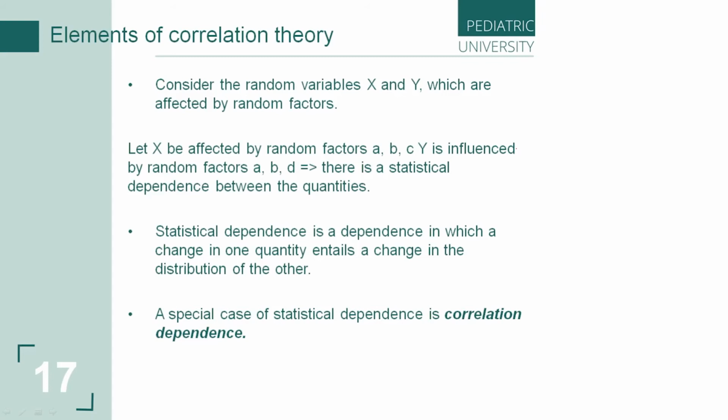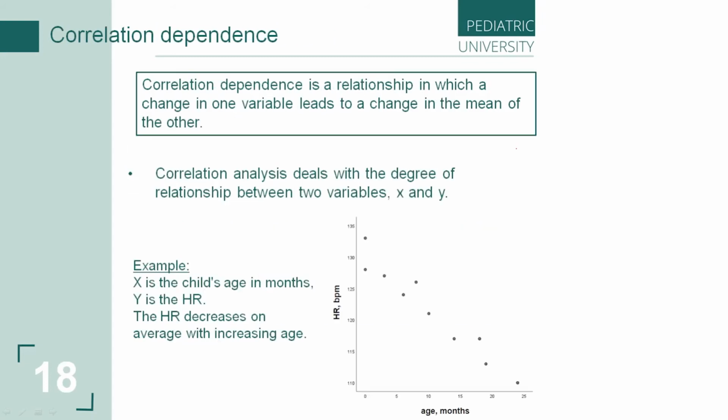And so, it's the correlation dependence that we are really interested in. It's more interesting for us. What is correlation dependence? We must know it. Correlation dependence is a relationship in which a change in one variable leads to a change in the mean of another variable.